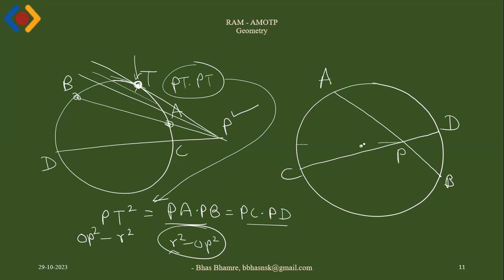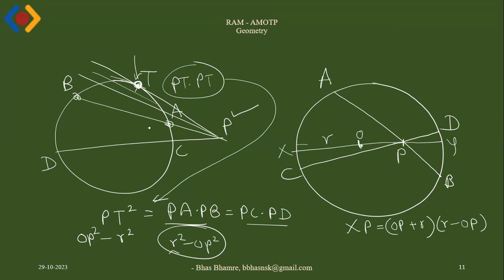If I draw the diameter through this, we can get the same result. This is OP, this is R, and say this is XY. So XP is nothing but OP plus R, and YP is OP minus R. Actually R minus OP, sorry, R minus OP, and then therefore we get that. Similarly, we can prove for PA times PB also in the same manner.